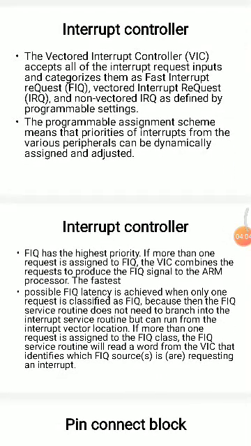The next one is the FIQ, which has the highest priority. If more than one request is assigned to the FIQ, the VIC combines the requests to produce an FIQ signal to the ARM processor. The fastest possible FIQ latency is achieved when the FIQ service routine does not need to branch into the interrupt service routine but can run from the interrupt vector location. If more than one request is assigned to the FIQ class, the FIQ service routine will read a word from the VIC that identifies which FIQ source is requesting an interrupt.